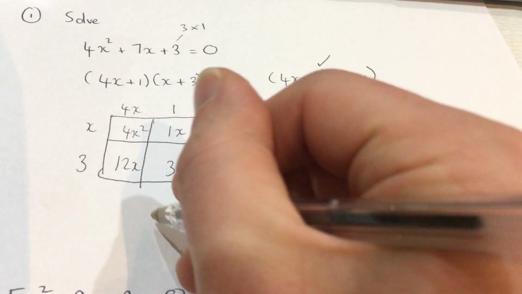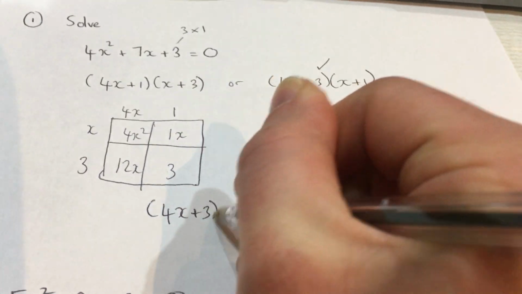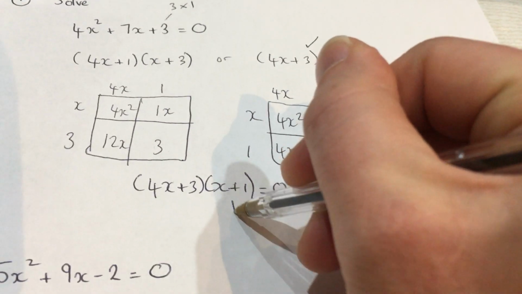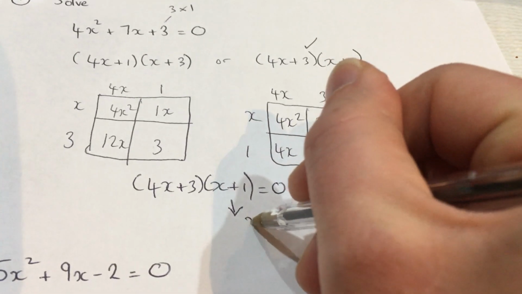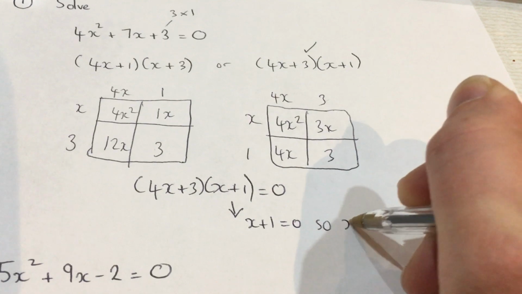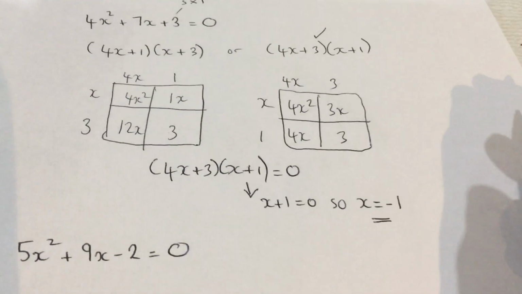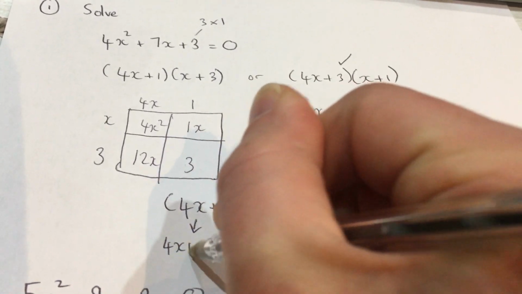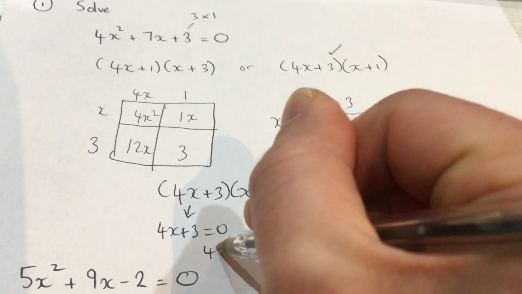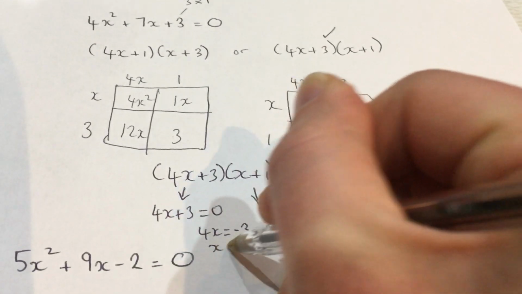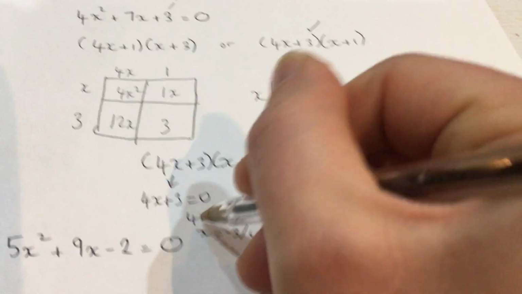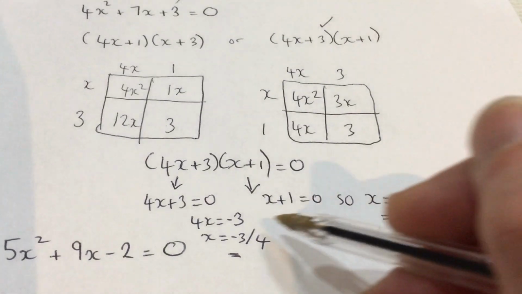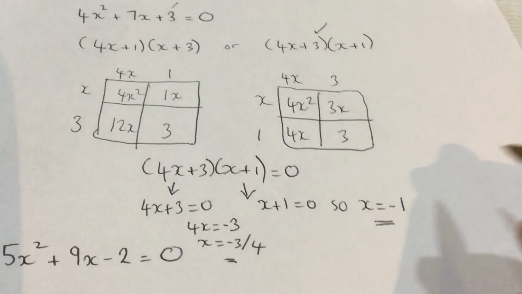And this now lets me solve the equation. So I write down the brackets. And to get the two solutions, I'll do this bracket first. To make this bracket 0, I need x plus 1 to equal 0. So x equals minus 1. For the first bracket, I need 4x plus 3 to equal 0. So 4x equals minus 3. x equals minus 3 divided by 4, or minus 3/4. So the two solutions are x equals minus 1 or x equals minus 3/4.